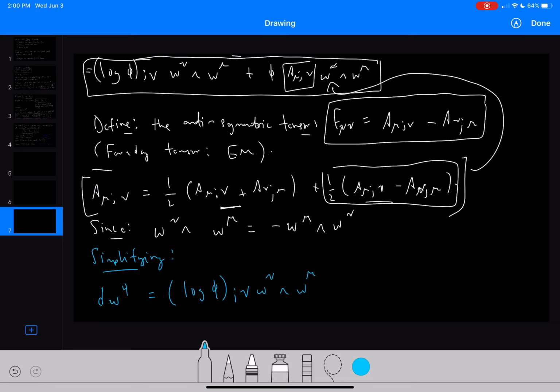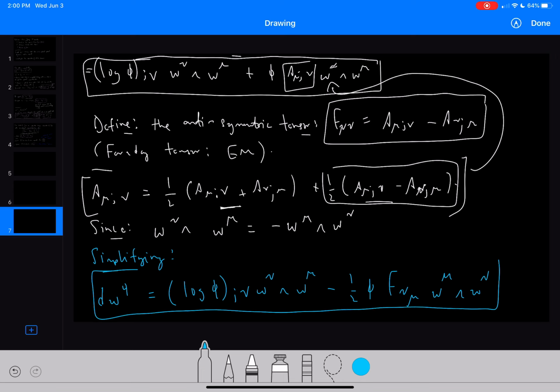So this wedge product, now minus 1/2 phi, and now the Faraday tensor shows up. And that's really interesting that it's there. Okay, so this is F mu nu, and this is going to be W mu W nu, right? It's very interesting, once again, that the exterior derivative of my form actually brings together this Faraday tensor, which is really deep.